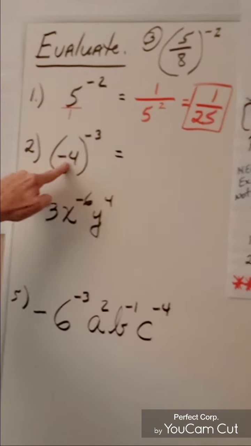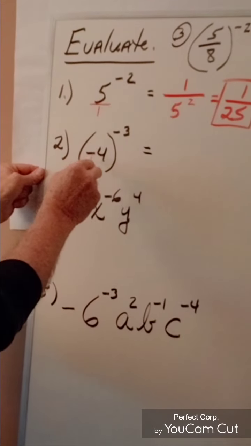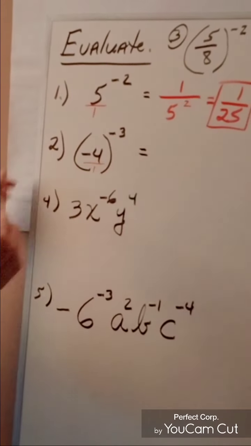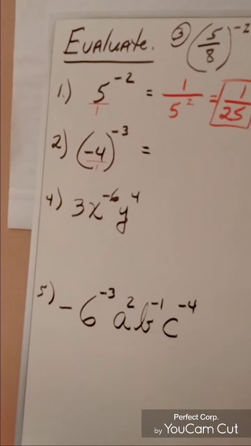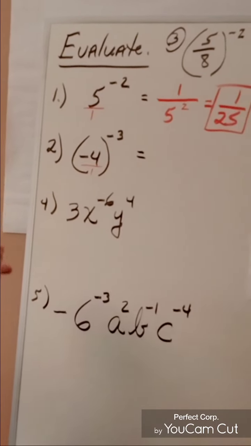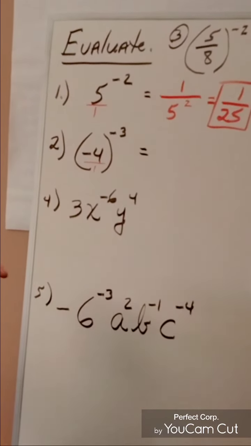Number 2. That negative 4 is actually negative 4 over 1. And notice that negative 4 is in a house. So when we reciprocate it, we'll keep it in its house. Reciprocate that, and we'll have this.